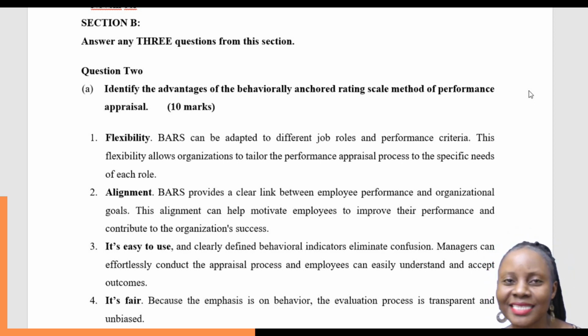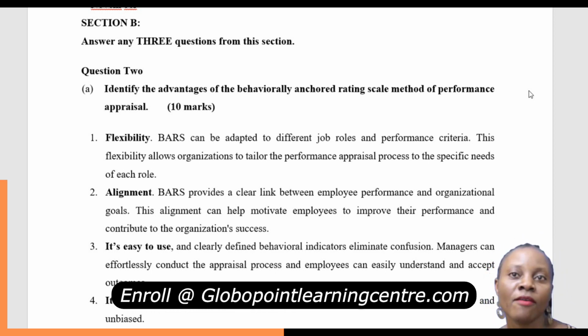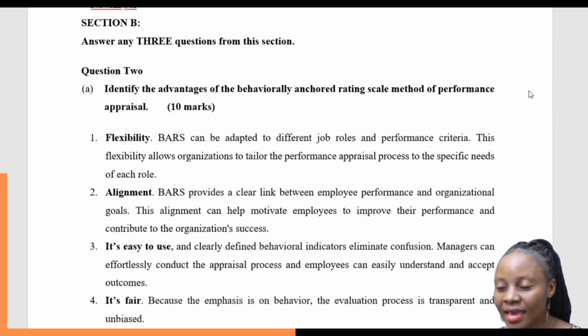Then it also has a clear alignment, meaning there's a clear link between employee performance and the goals. This is through the checklist of qualities or behaviors that you want your employees to have. There's a very clear connection between behavior and performance: if you have the right behavior, it's most likely that you're going to perform. If you don't exhibit the qualities in that checklist, you're not going to perform. So it will be easy for management or the responsible committee to know the way forward whenever people are not able to meet the same standard of behavior.